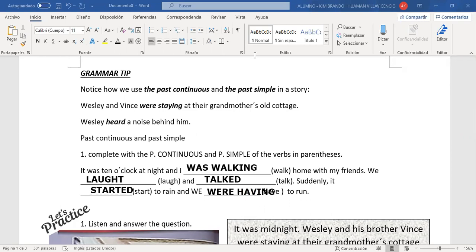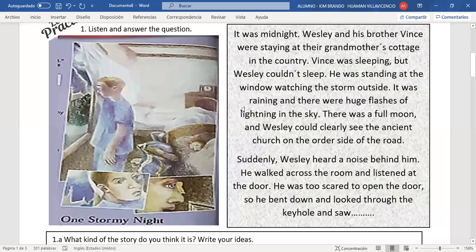Okay, now let's start the story. Yes, let's continue with the story. Muy bien, chicos. Listen and answer the questions. Vamos a escuchar entonces the story. One stormy night. Una noche de tormenta. Okay, listen, please.